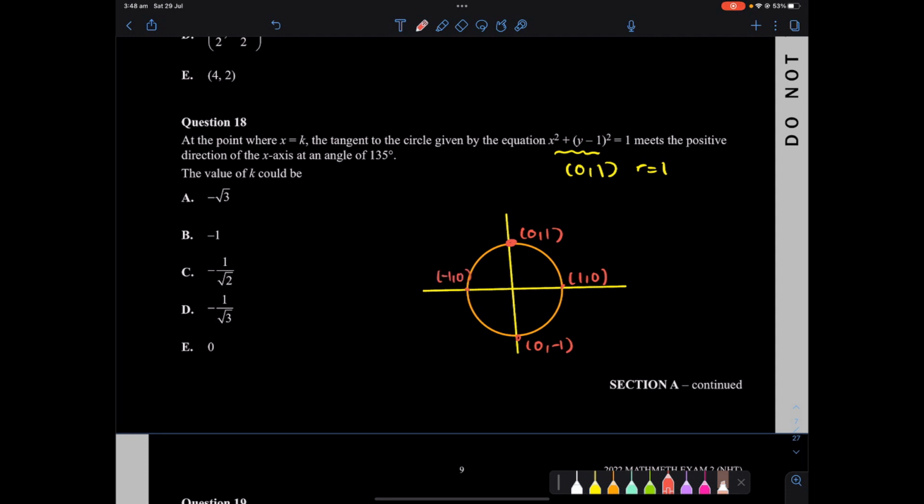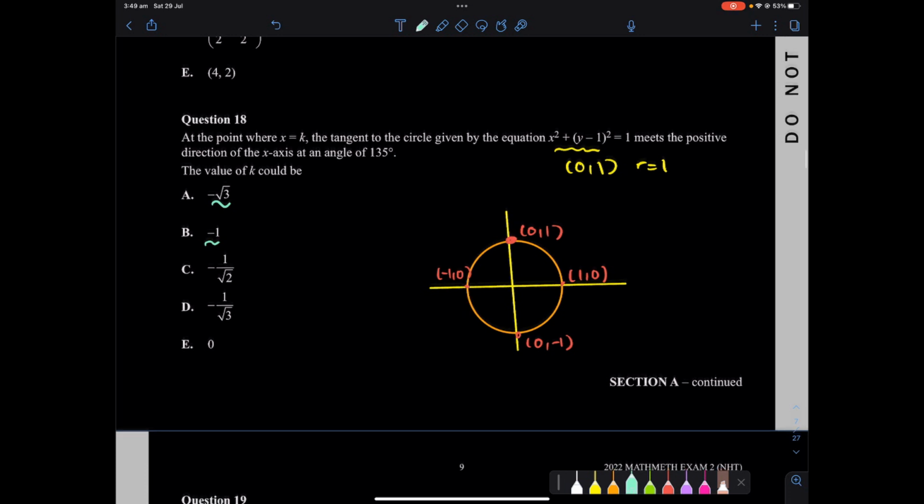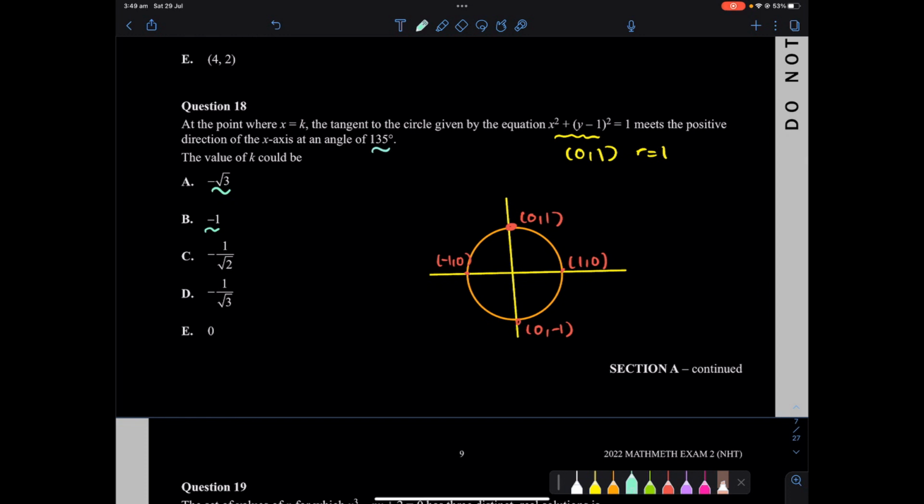negative 1, 0. So what we want to find is, let's try the value of k, which is negative root 3. So negative root 3 doesn't exist. I mean, negative root 3 is over here, so we can't even have a tangent because our graph is this. It has to be less than negative 1 to meet. So, okay, what about this one, negative 1? Well, the tangent is just nothing, it's pretty much undefined. So we can take that out because we want an angle of 135. So yeah, if we do that, that is just like a full-on 180.